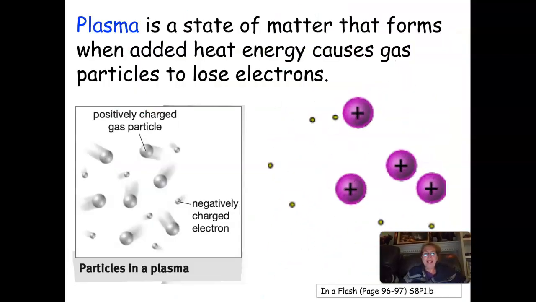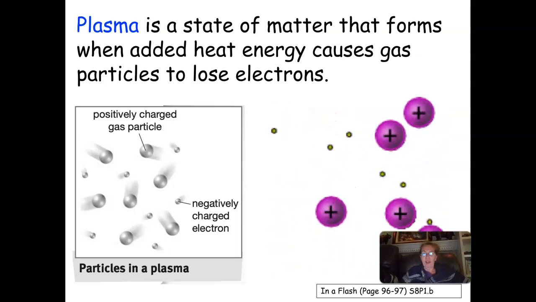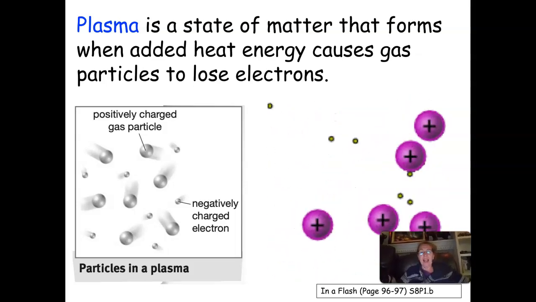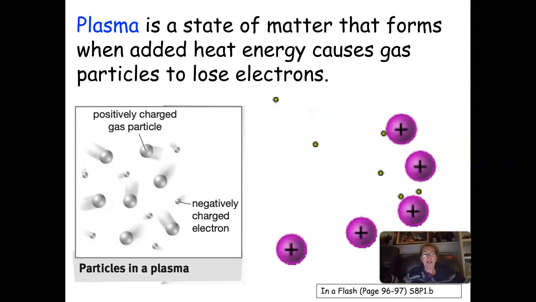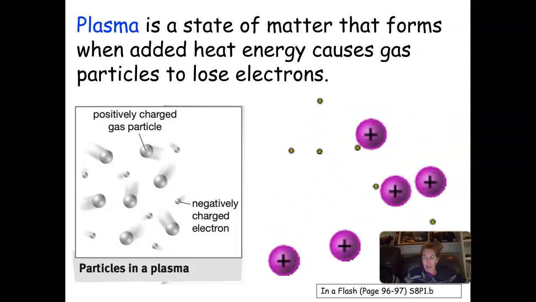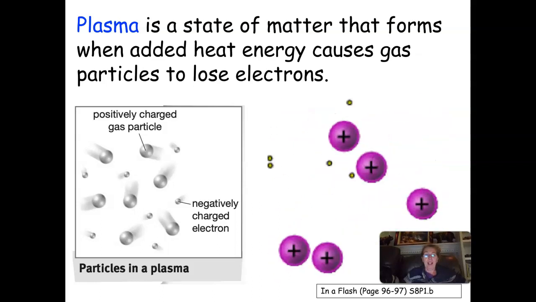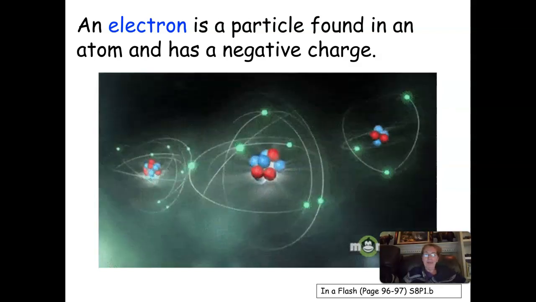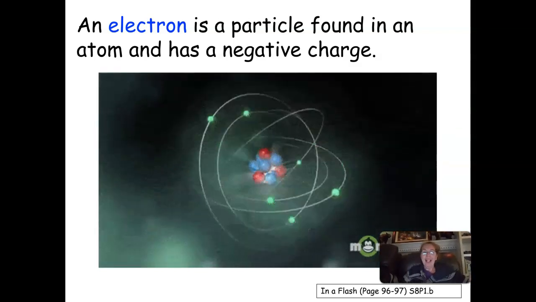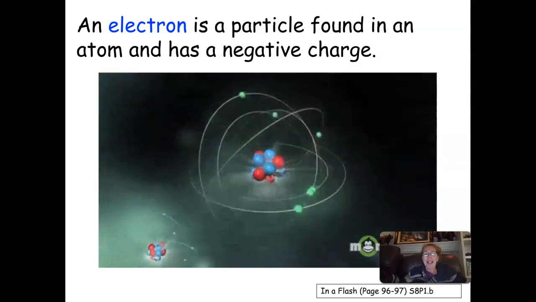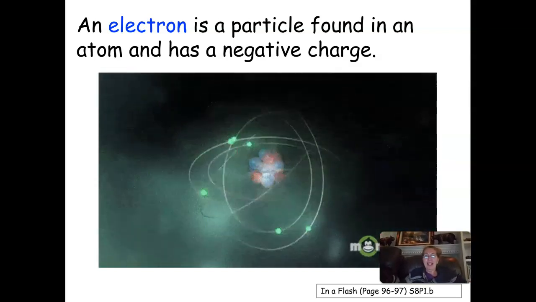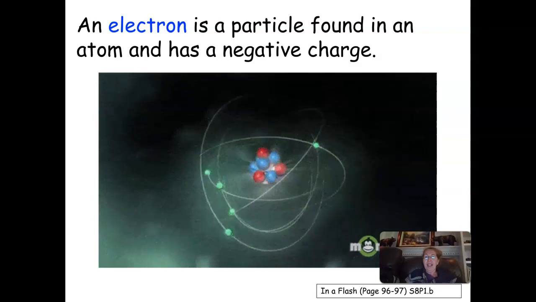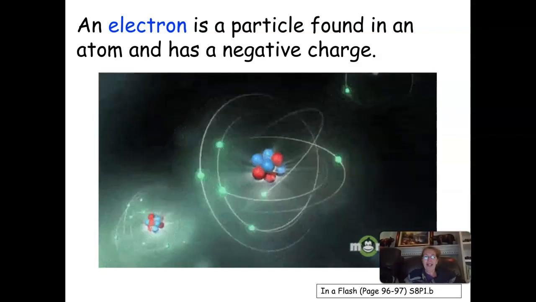Remember that plasma is a state of matter when added heat energy causes gas particles to lose electrons. So it's kind of like an ionized gas. You have gas that has electrons that are bouncing around that causes it to have a little bit of a charge. Remember from elementary school that an electron is a particle around the nucleus of an atom that has a negative charge. It is very small compared to the rest of the atom.